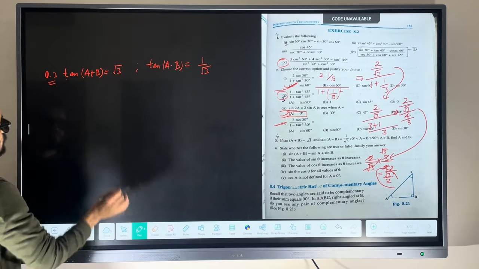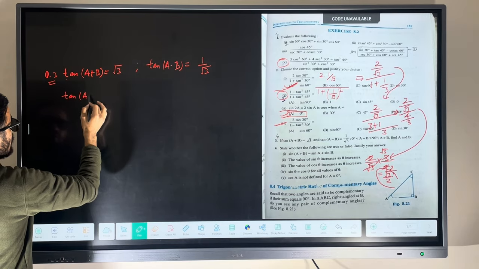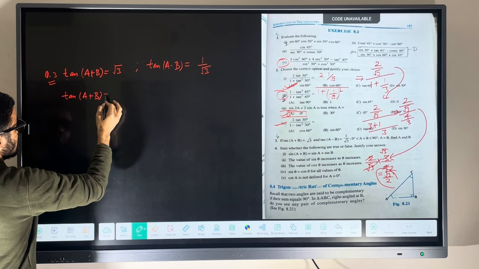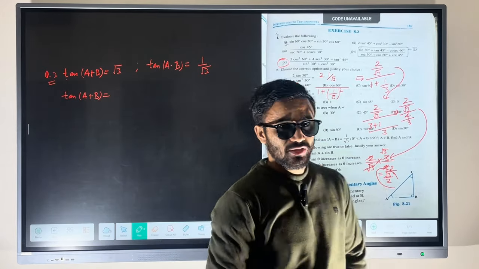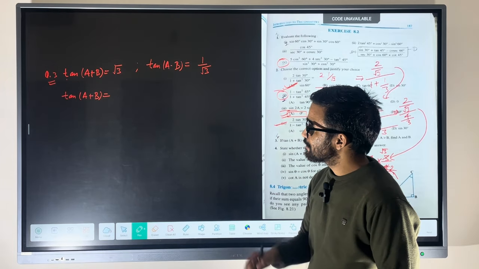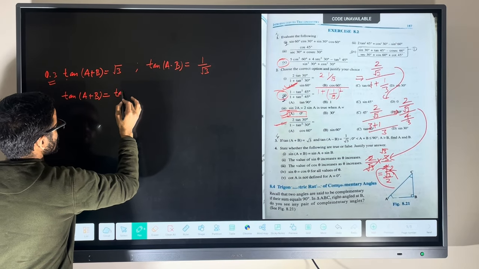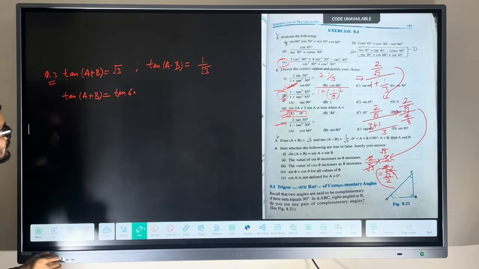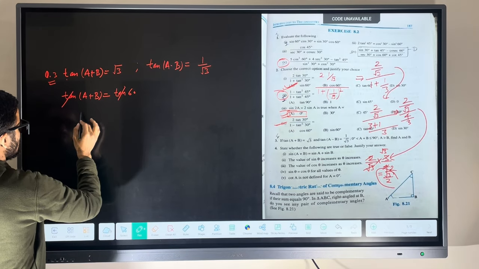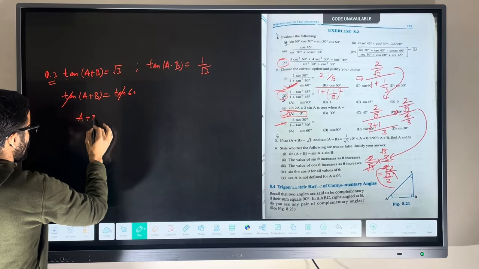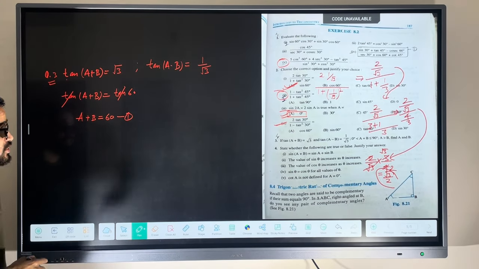If we solve this part, we know that tan A plus B is equal to tan of root 3. At what angle is the value of tan root 3? At 60 degrees. So we can write it as tan 60. Now this tan and this tan will cancel out each other. Now we have A plus B is equal to 60. This is our equation number 1.